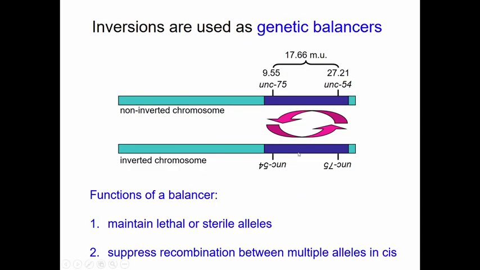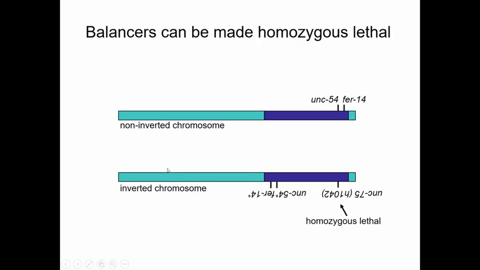Oh, okay. So what happens when you have an inversion heterozygote like I've got shown here: if you get a recombination within the inversion, those gametes that were involved in the recombination are dead. They're not viable, right? So that allows you to hold something over the inverted part here that you don't want recombination to happen for. So here, we don't want recombination to happen between UNC54 and FIR14.